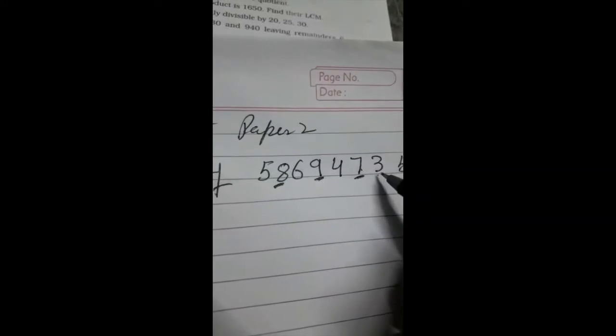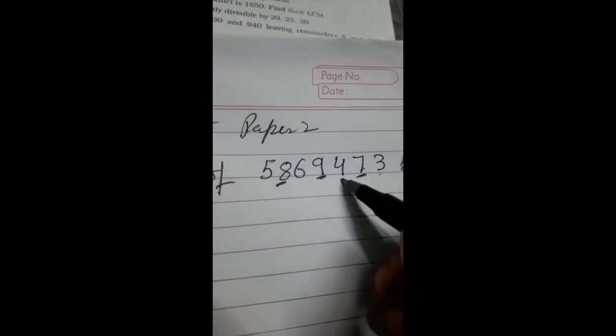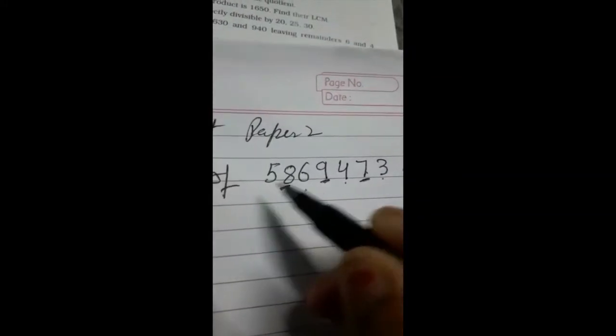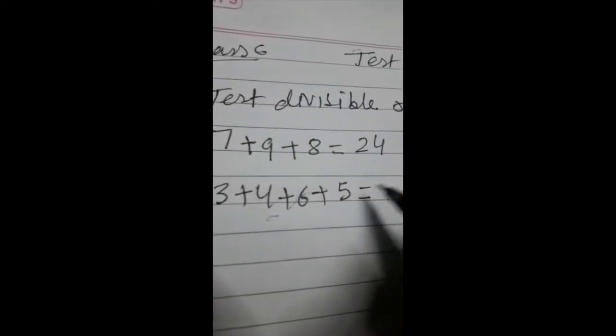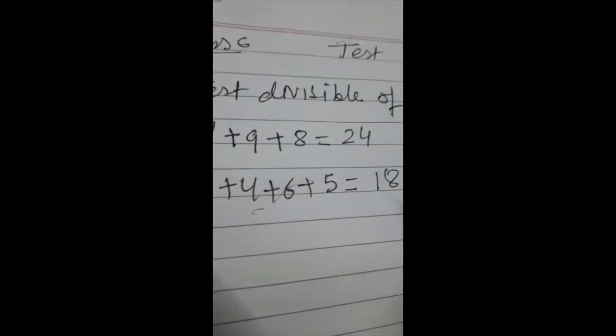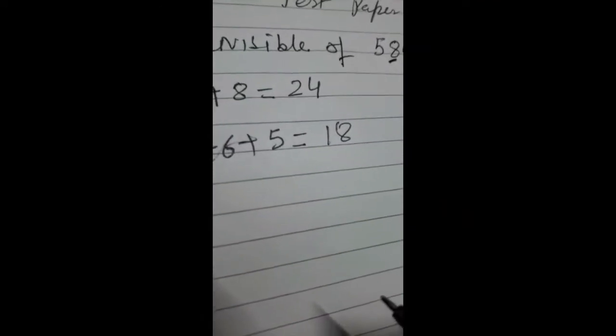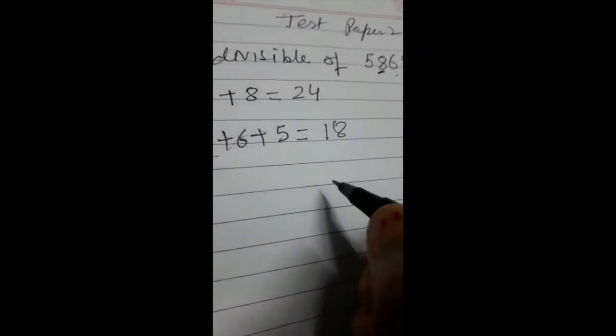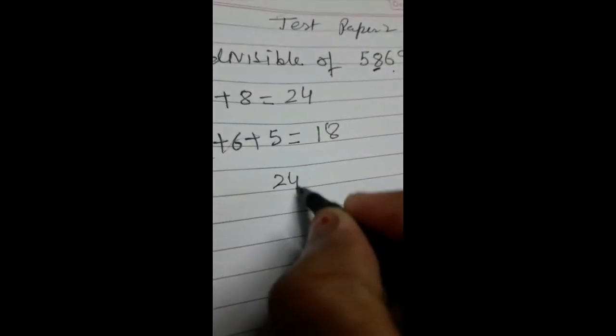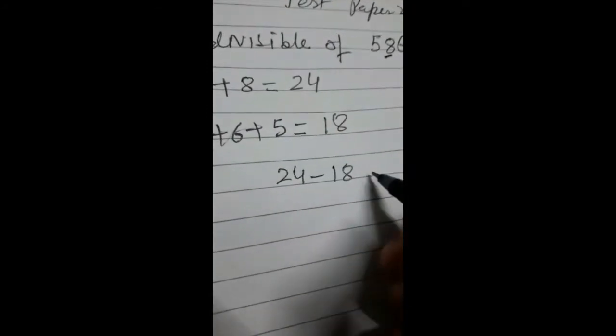Then we add the digits at the odd places, meaning the 1st, 3rd, 5th and 7th places. This is not the digit, these are the places where they lie. Okay, these are the numbers, and we add them, this is 18. Then we find the difference. Difference means 24 minus 18. What will be the answer?